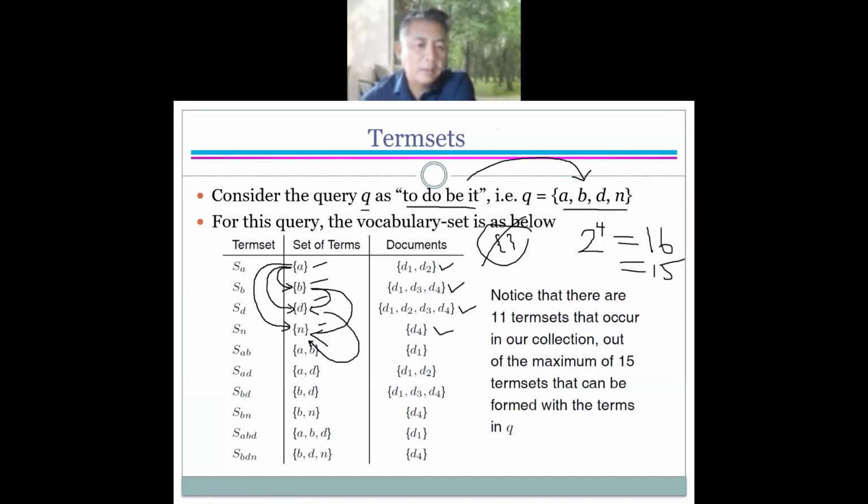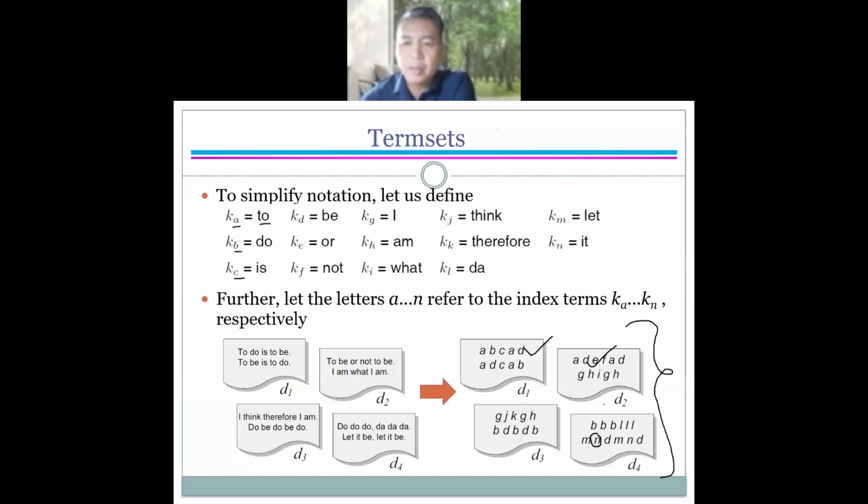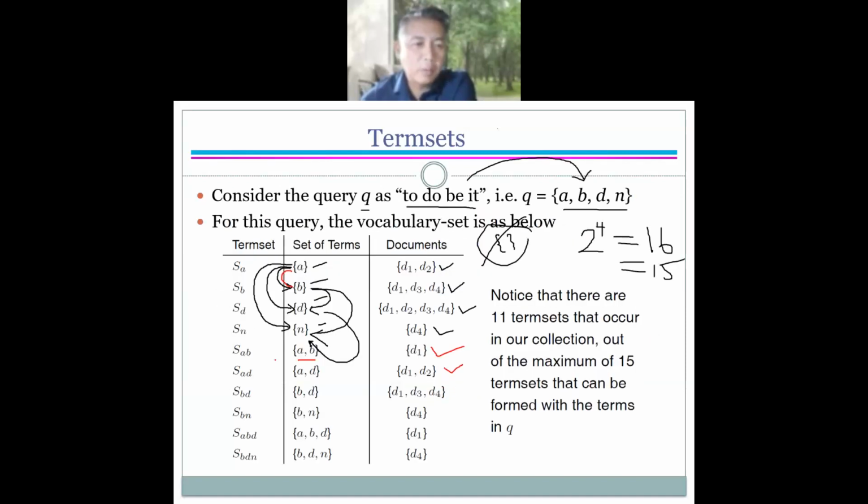So we start with AB first. So meaning that we want to find documents that consist of both A and B. So we can only find it in document 1. So we list that one. And then we do AD again, 2 documents, and then AN. But for AN here, we do not have a document that consists of both A and N. So this one is only N. So for that reason, we only have 3.